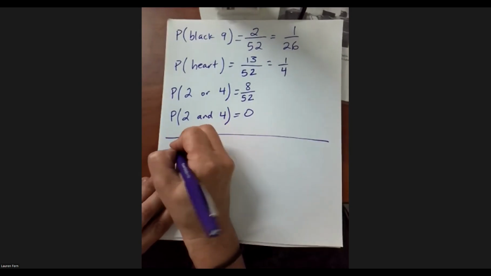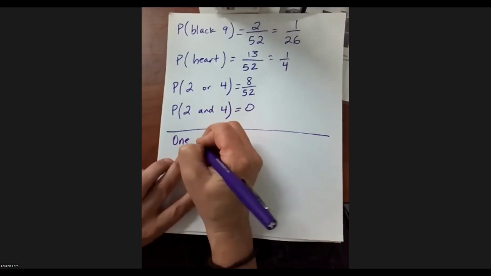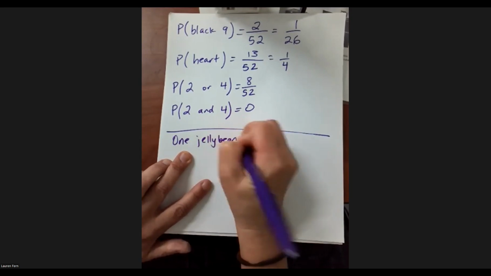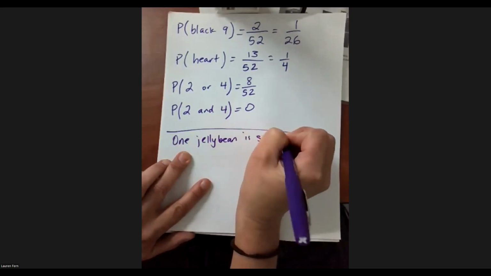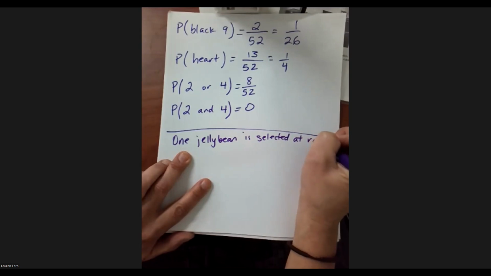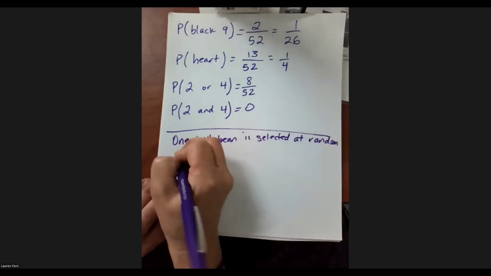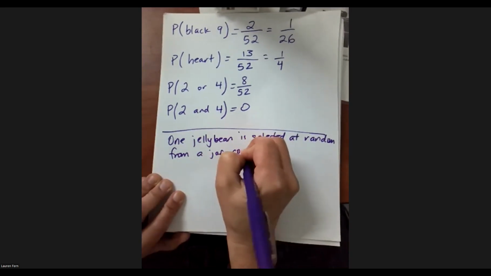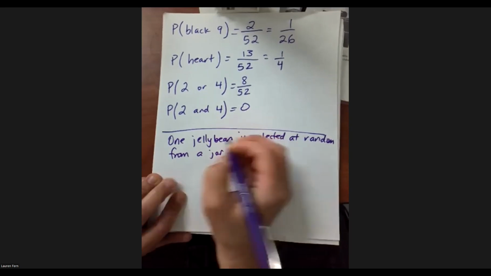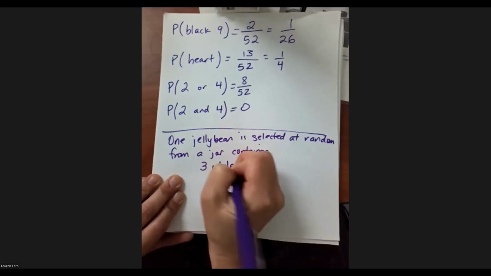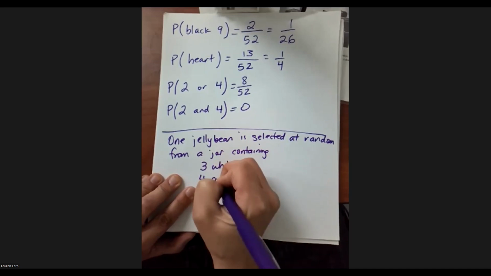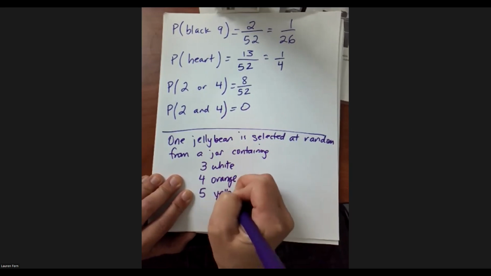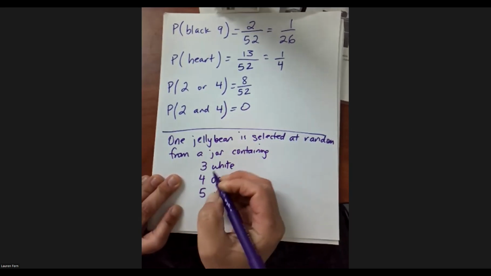So suppose now we're going to talk about candy. One jelly bean is selected at random from a jar containing 3 white ones, 4 orange ones, 5 yellow, and 8 black.